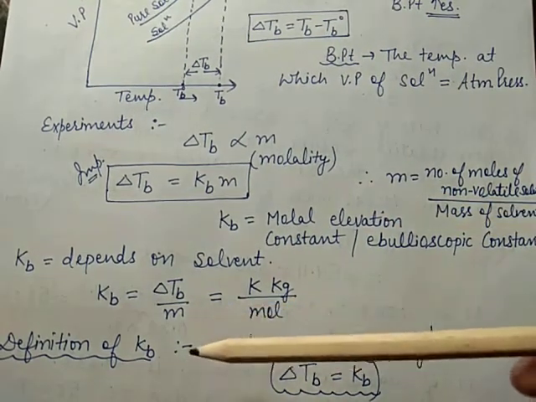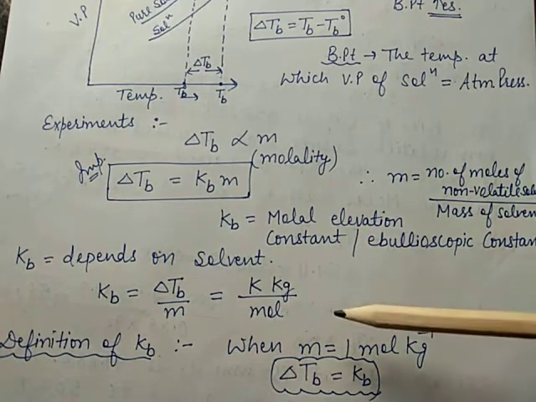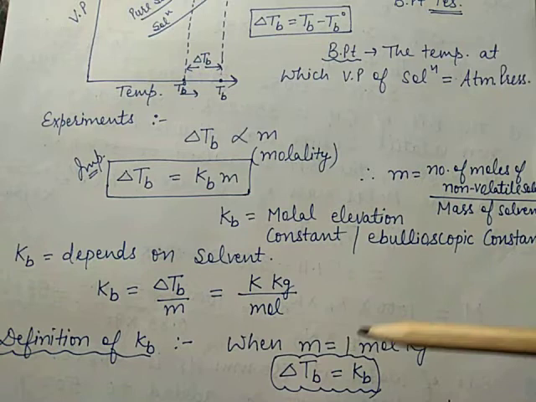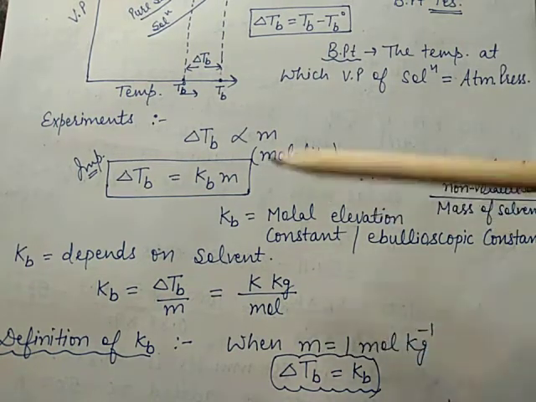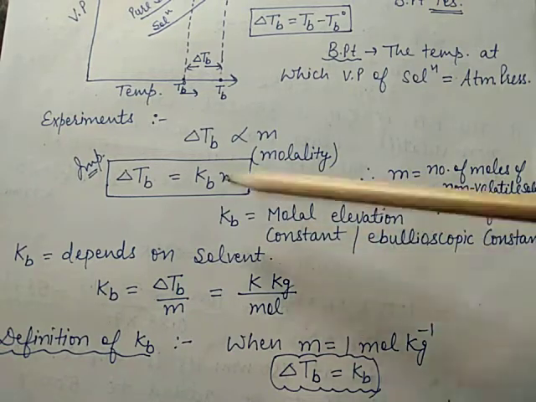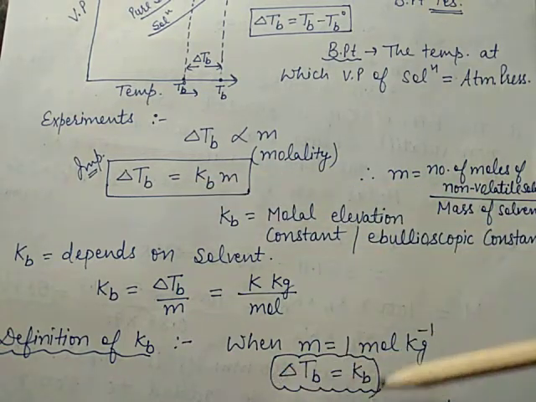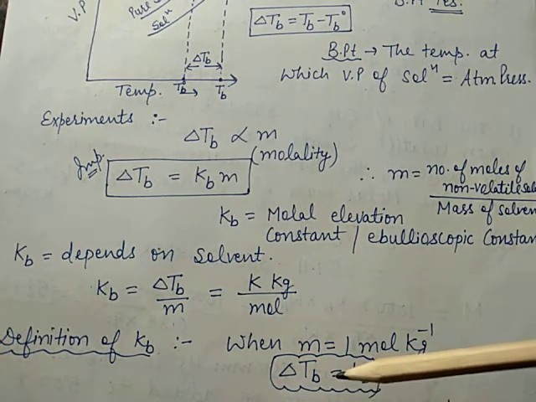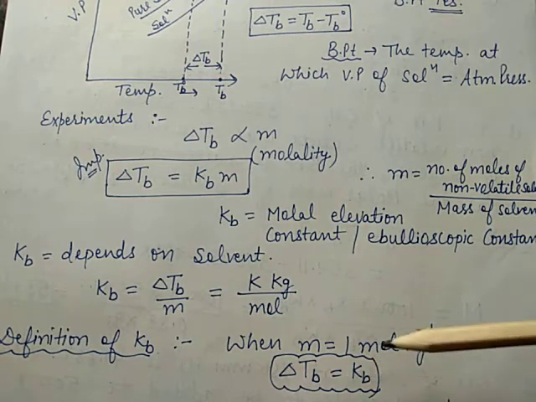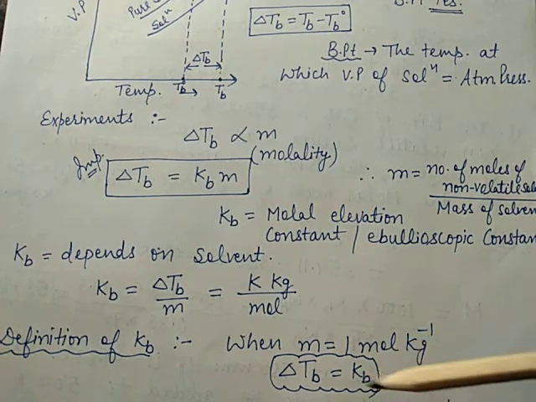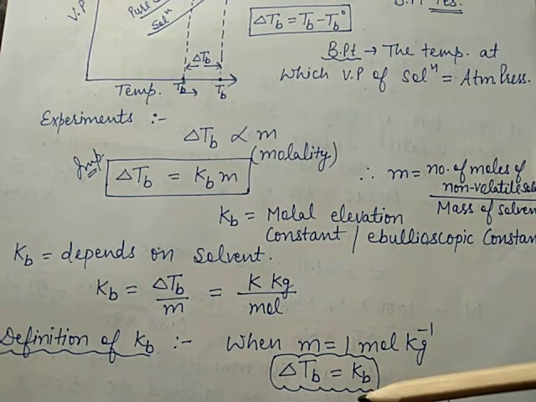Next, how will you define Kb? It means the molar elevation constant. Suppose m is equal to 1. Then delta Tb is equal to Kb. It means the elevation in boiling point when 1 mole of a non-volatile solute is dissolved in 1 kilogram of solvent.